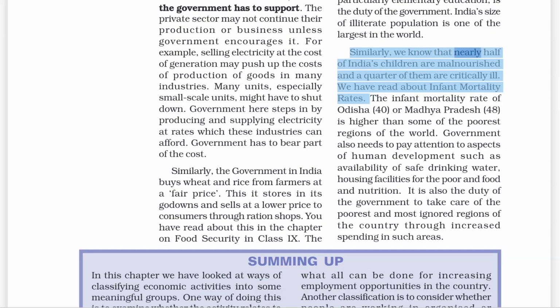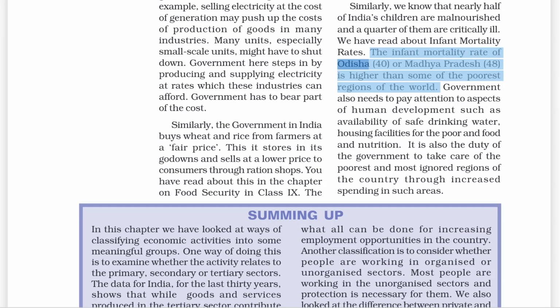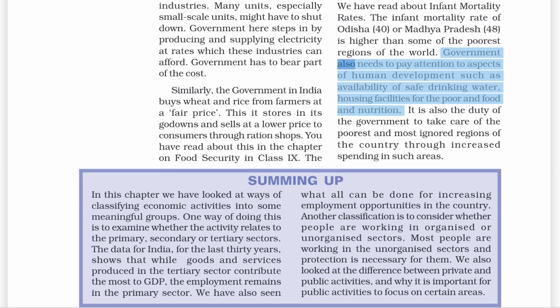Similarly, we know that nearly half of India's children are malnourished and a quarter of them are critically ill. We have read about infant mortality rates. The infant mortality rate of Odisha, 40, or Madhya Pradesh, 48, is higher than some of the poorest regions of the world. Government also needs to pay attention to aspects of human development such as availability of safe drinking water, housing facilities for the poor, and food and nutrition.